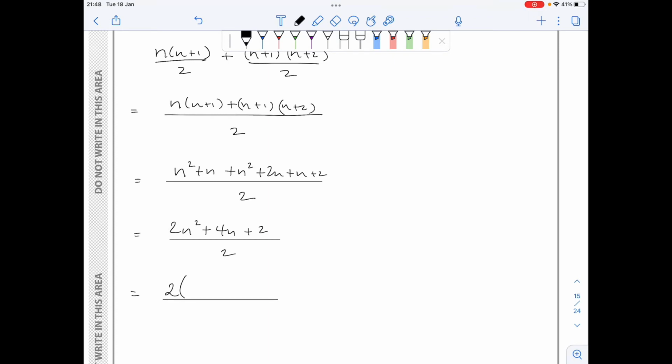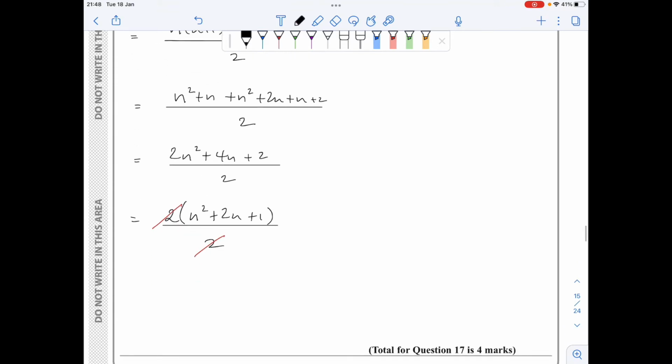So I've got 2 times n squared plus 2n plus 1 all over 2. I can cross out the 2s, and I'm left with n squared plus 2n plus 1. And if I try and factorize this one, I will get n plus 1 squared, which is what I need to show.